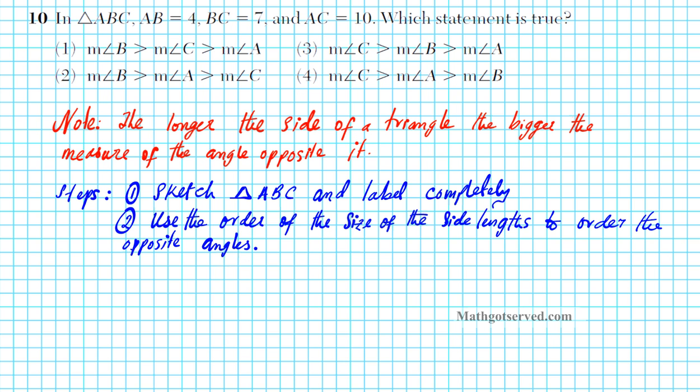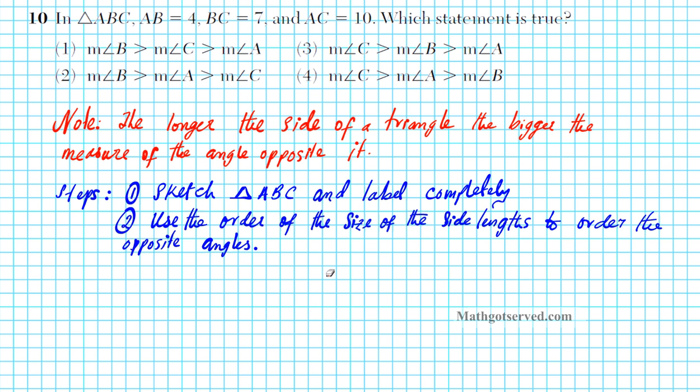All right, let's take a look at problem number 10. It says in triangle ABC, AB is equal to 4, BC is 7, and AC equals 10. Which statement is true? Now, one thing you want to note is that in a triangle, as you increase the length of a side, the measure of the angle opposite it starts to get bigger. As you shrink the length of a side, the measure of the angle opposite it shrinks also. They vary directly with one another.